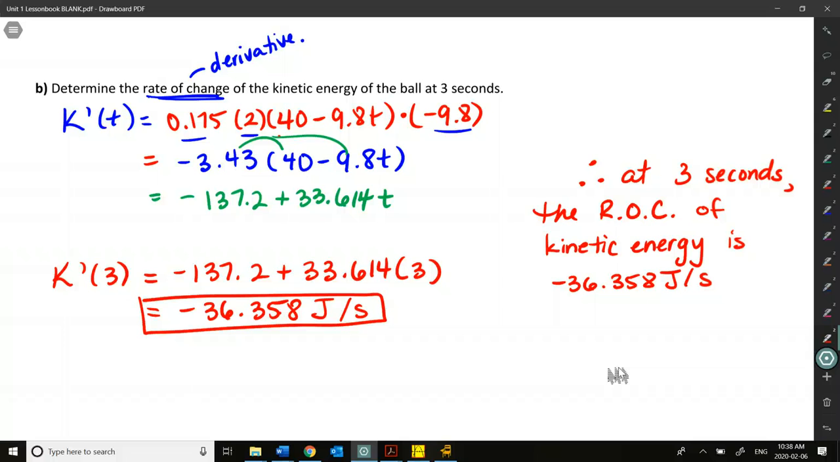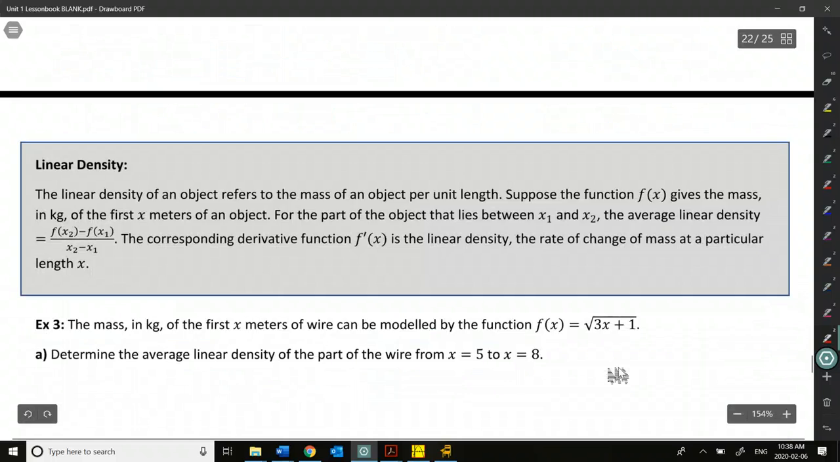No? I can scroll? No? Okay, let me know when. Okay, ROC is rate of change. Are you good, Essay? Okay.